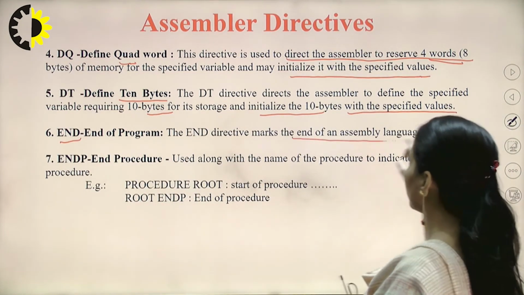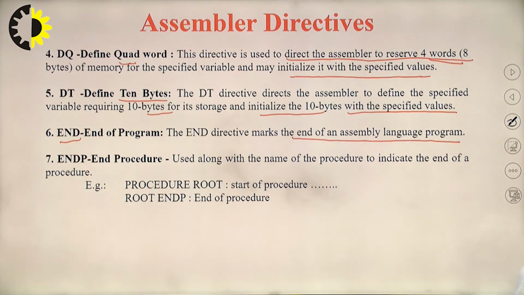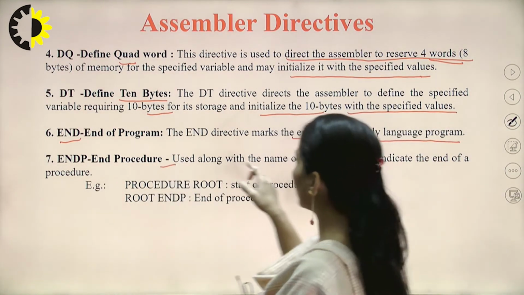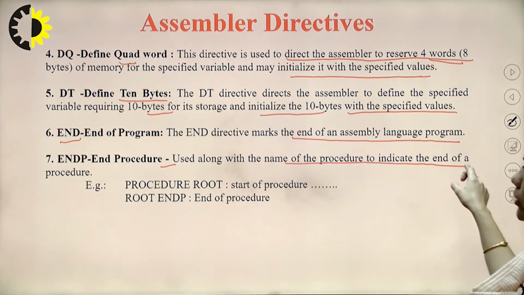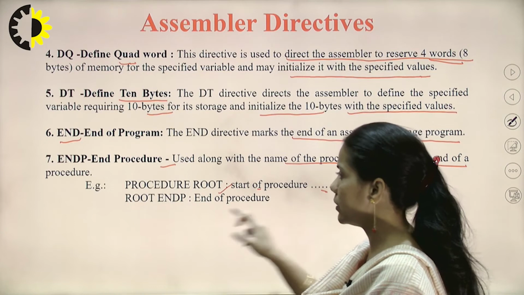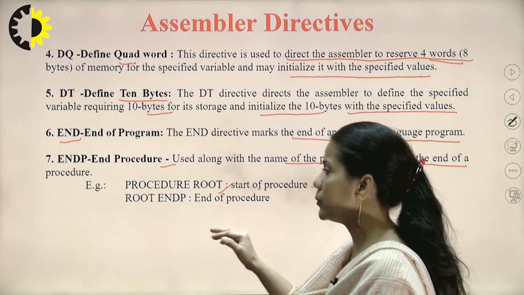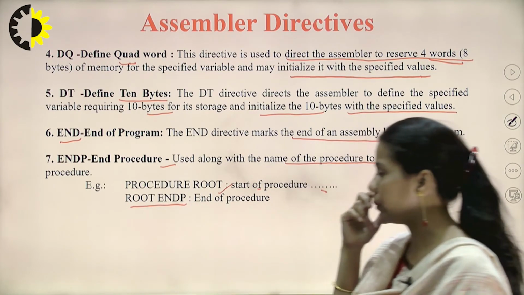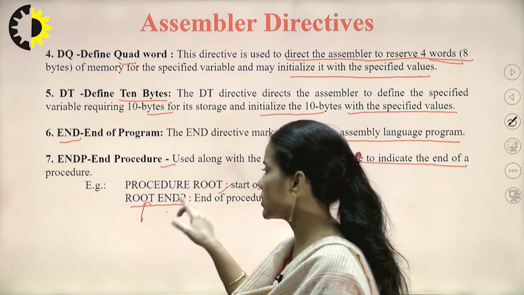Now, END represents the end of the program. It marks the end of an assembly language program. ENDP, used along with the name of the procedure, indicates the end of a procedure. Procedure root, start of procedure is there, and then if you want to end the procedure, we have to write root ENDP. This is the name of the procedure, this is the assembler directive.